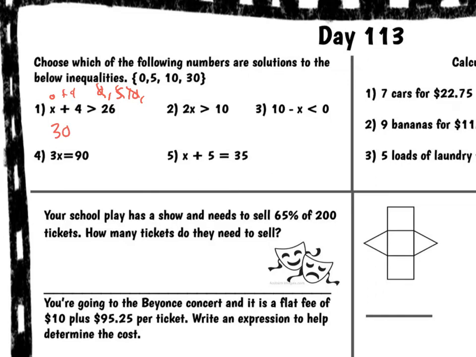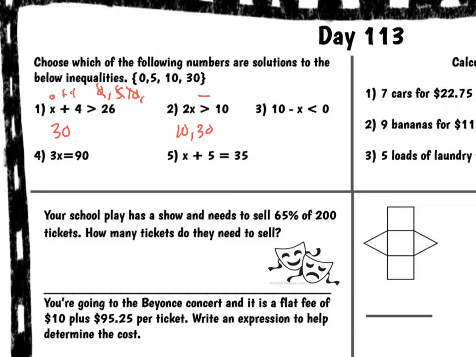2 times an unknown number. Remember, a coefficient next to a variable means to multiply. So 2 times 0 is not greater than 10. 2 times 5 is not greater than 10. But 10 and 30 are solutions, because 2 times 10 is 20, and 2 times 30 is 60, which is both greater than 10.